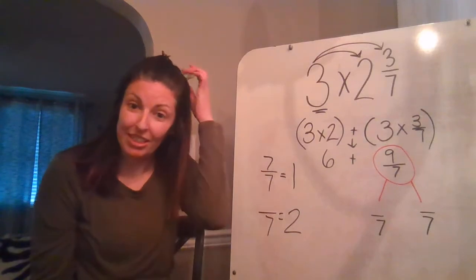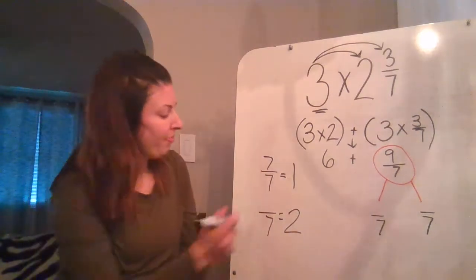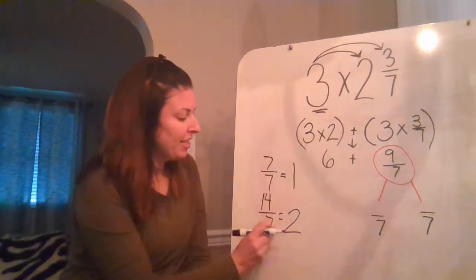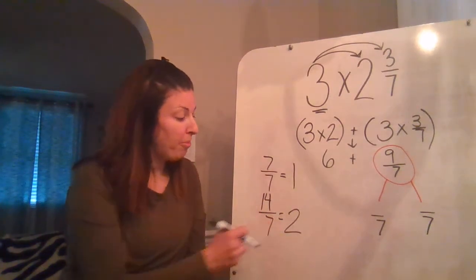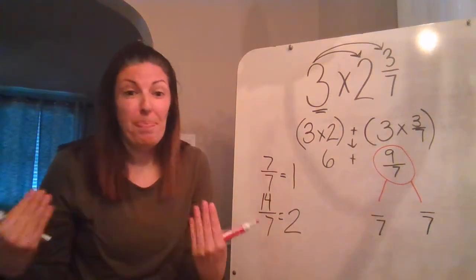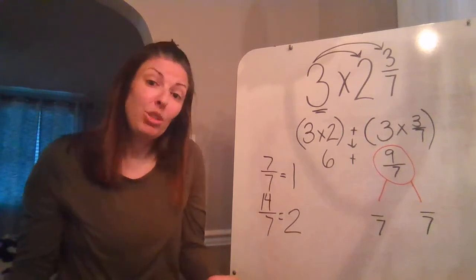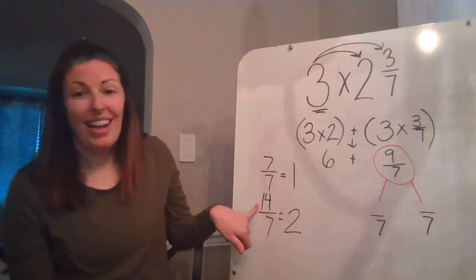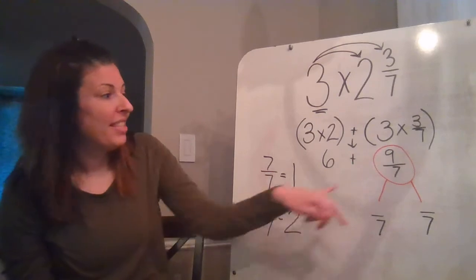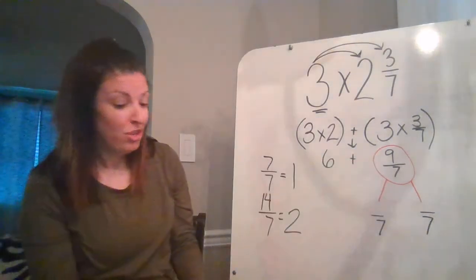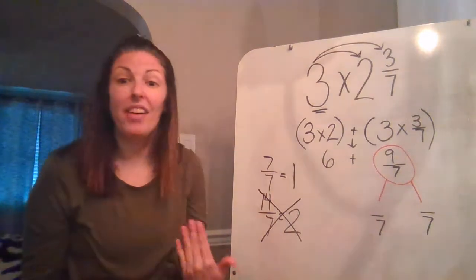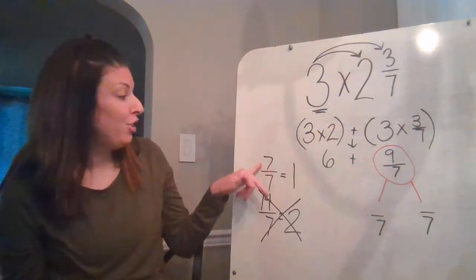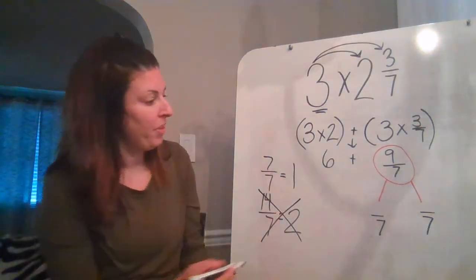That's right, 14. 14/7 equals 2 because 14 divided by 7 is 2. Remember, fractions are just basically a division problem. But I need 14/7. I only have 9. So, nope. I don't have enough to make 2. But I do have enough to make one whole.